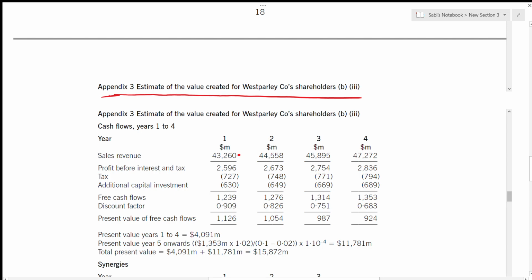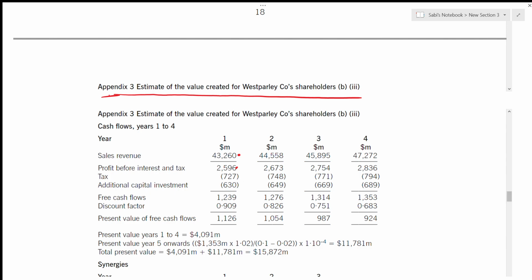Then you have to deduct the tax. What is tax? Tax is 28% of this profit before interest. This amount you have to take 28%. And then comes the additional capital investment. Additional capital investment in the first year has been given as 630, but when you come to the 2, 3, and 4, you have to do some work.